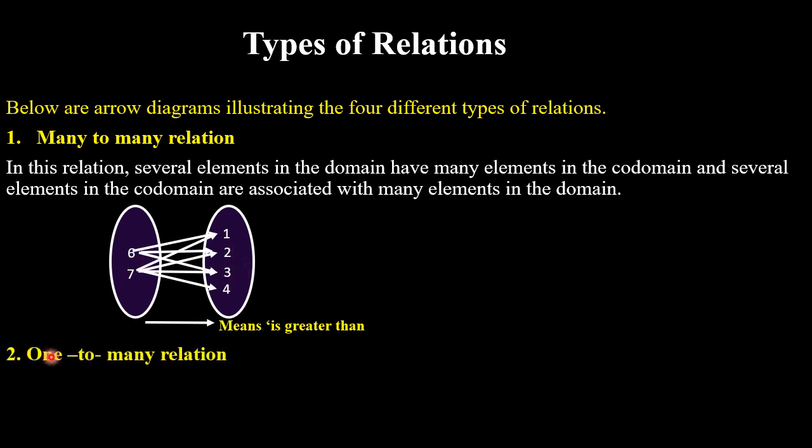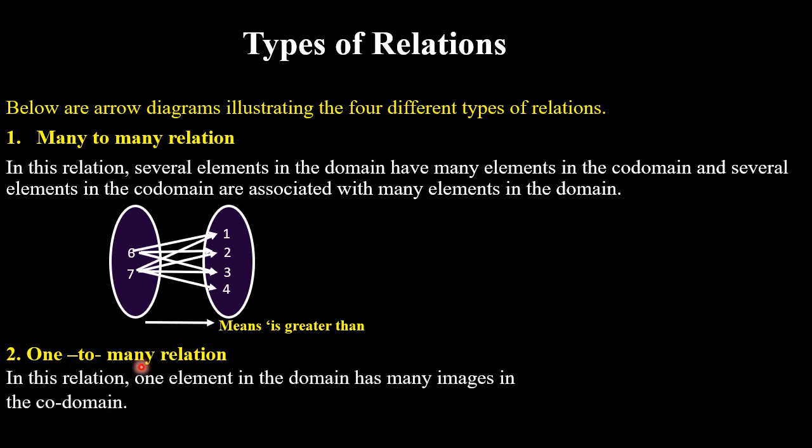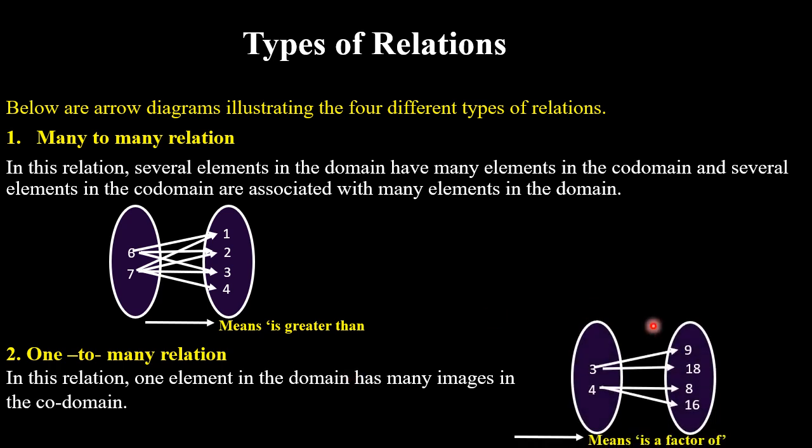So we also have another type of relation, which is the one-to-many relation. In this relation, one element in the domain has many images in the codomain. So one element in the domain has many images in the codomain, and that's what you see here. And this means that 3 happens to be a factor of these, and 4 happens to be a factor of that.